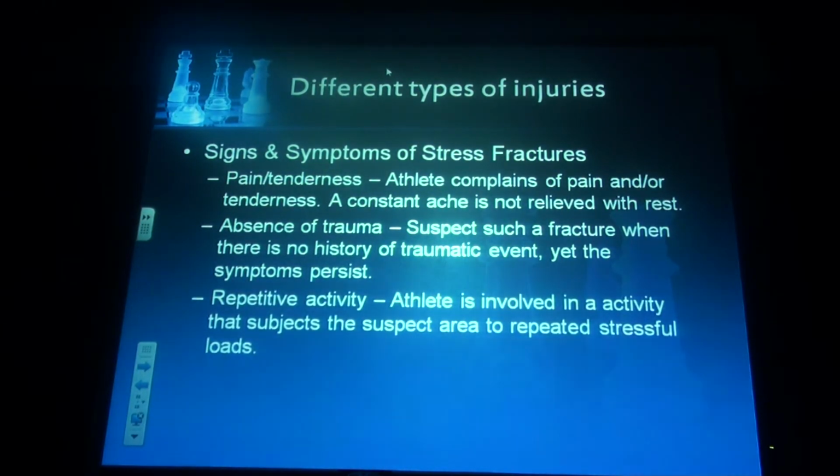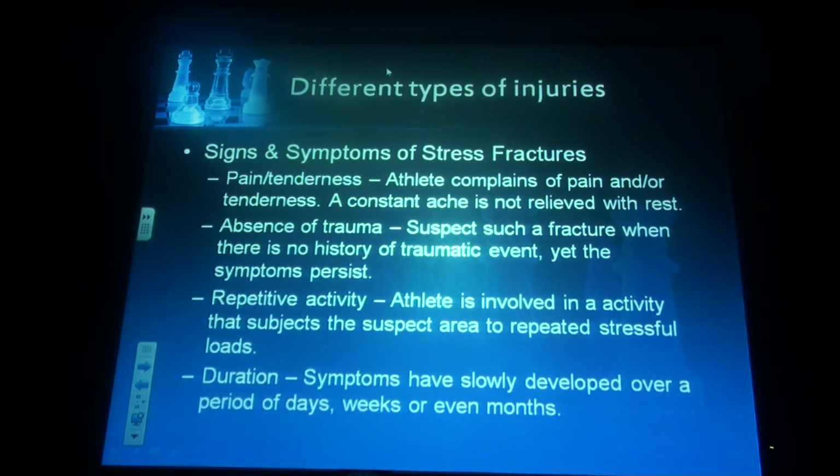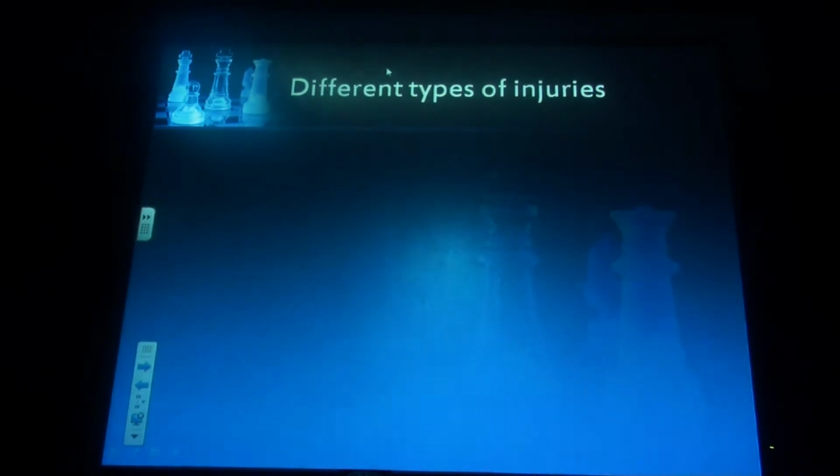Repetitive activity: athletes involved in activity that subjects the suspect area to repeated stressful loads. Any sport with lots of running, like cross country, track, soccer, those kinds of sports where you're continually running all the time. Duration: symptoms have slowly developed over a period of days, weeks, or even months. Once again, you go back to that absence of trauma, meaning there's not a one-time event, but the symptoms have slowly developed and start getting worse and worse over a period of days or even weeks. So you have to look at those kinds of things too.